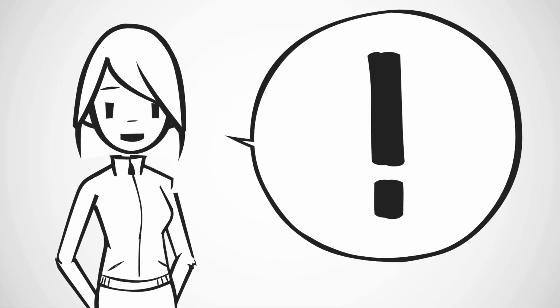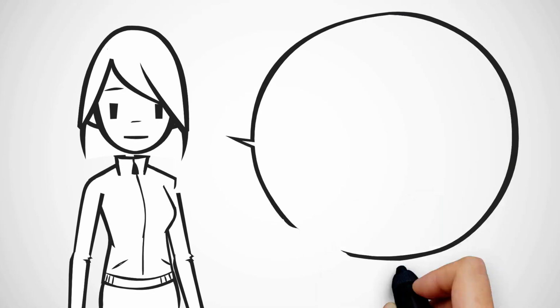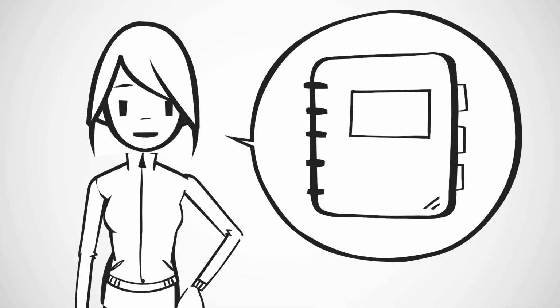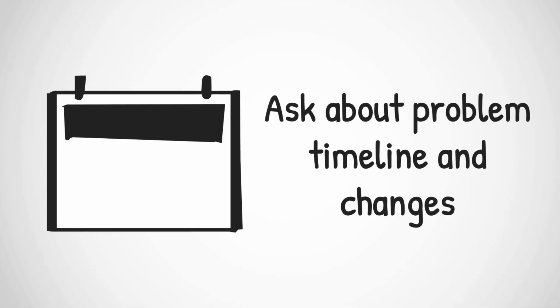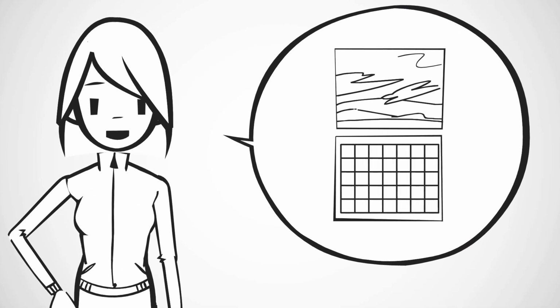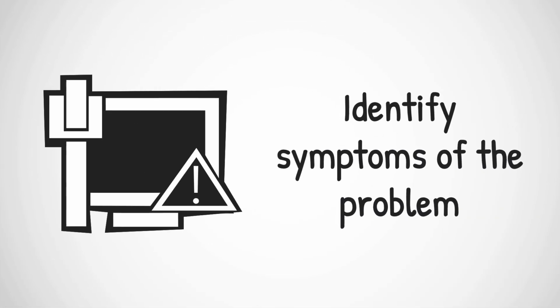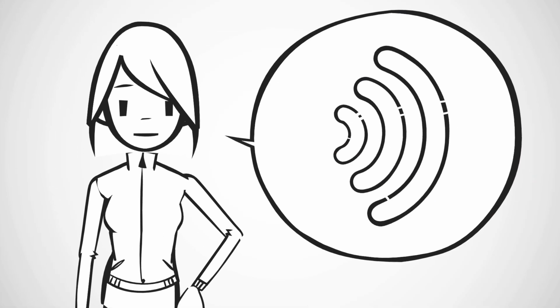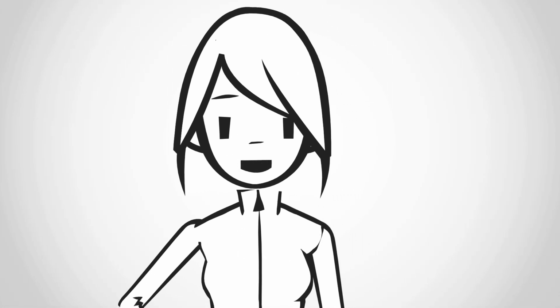Step 1. Identify the problem. The first step is to clearly understand what is happening. Before attempting a repair, gather as much useful information as possible. Ask the user when the problem started, what they were doing when it occurred, and whether any recent changes were made. Look for symptoms such as error messages, unusual sounds, warning lights, slow performance, or unexpected behavior.